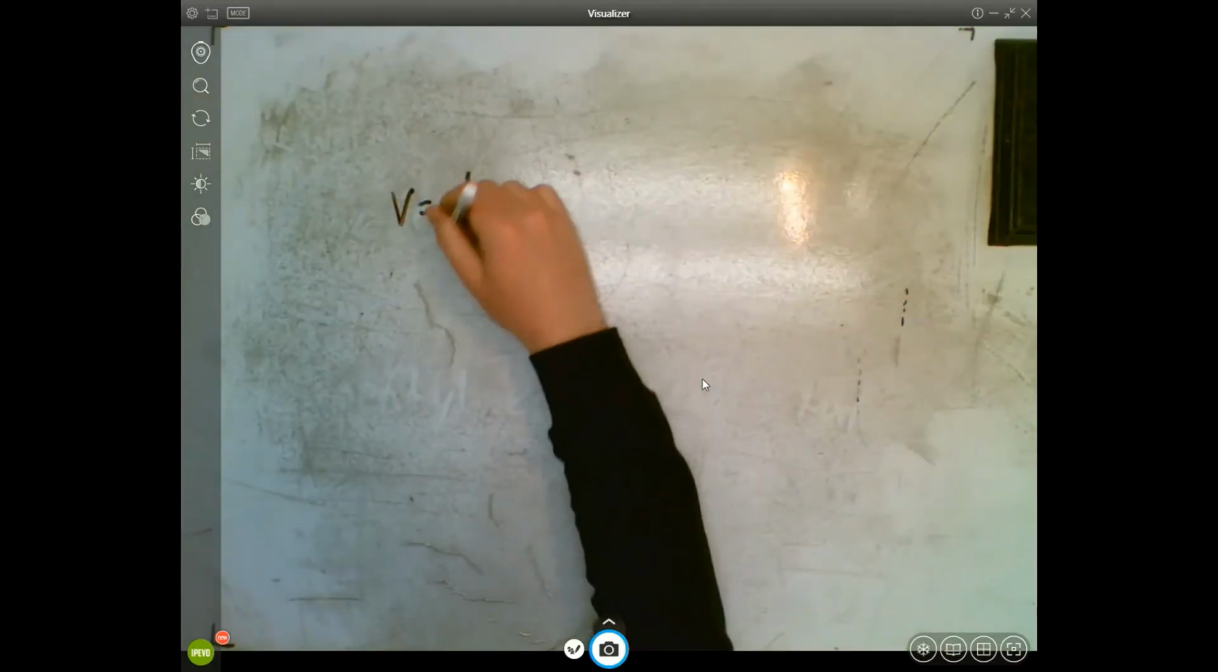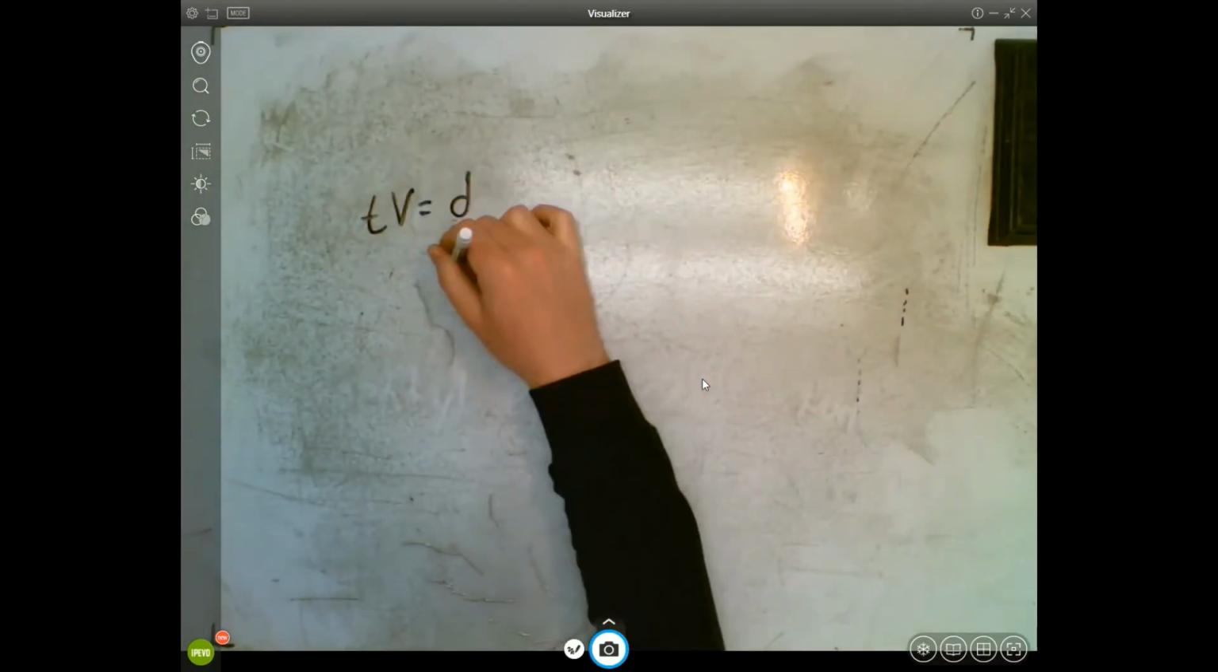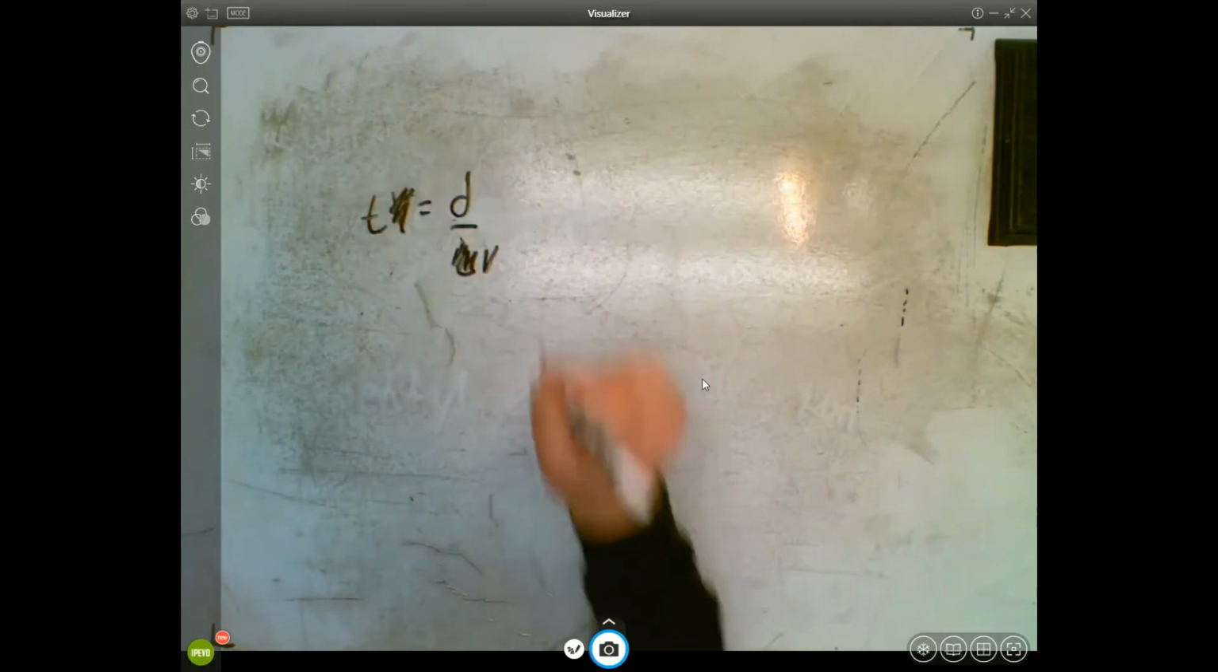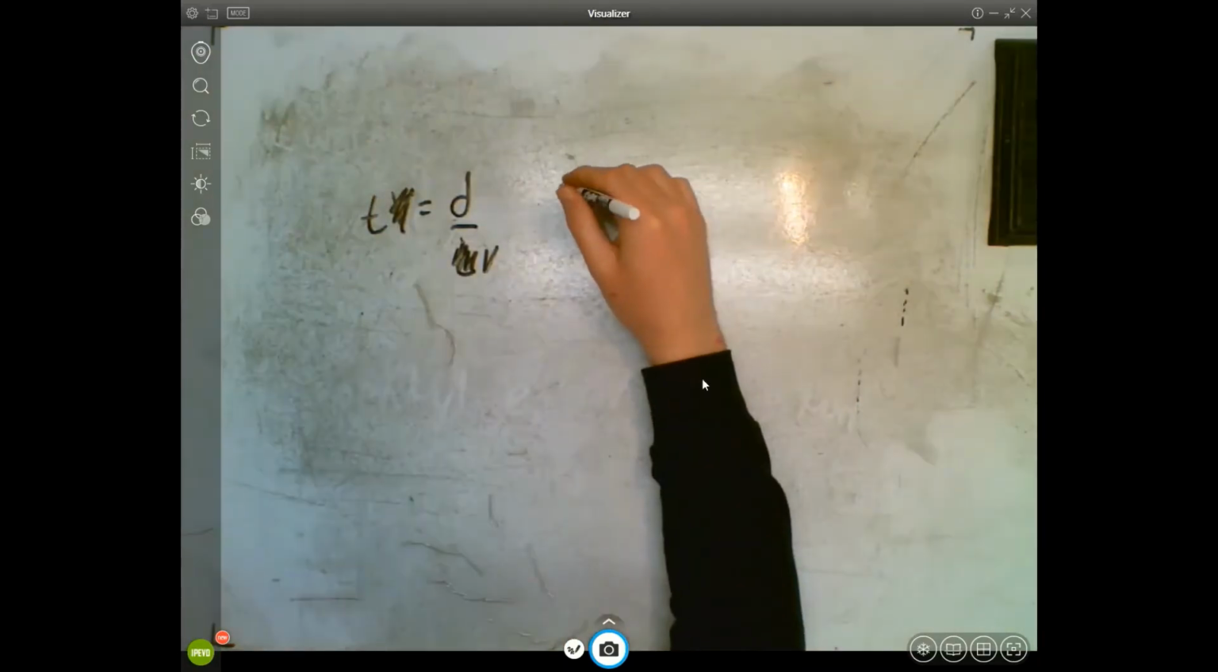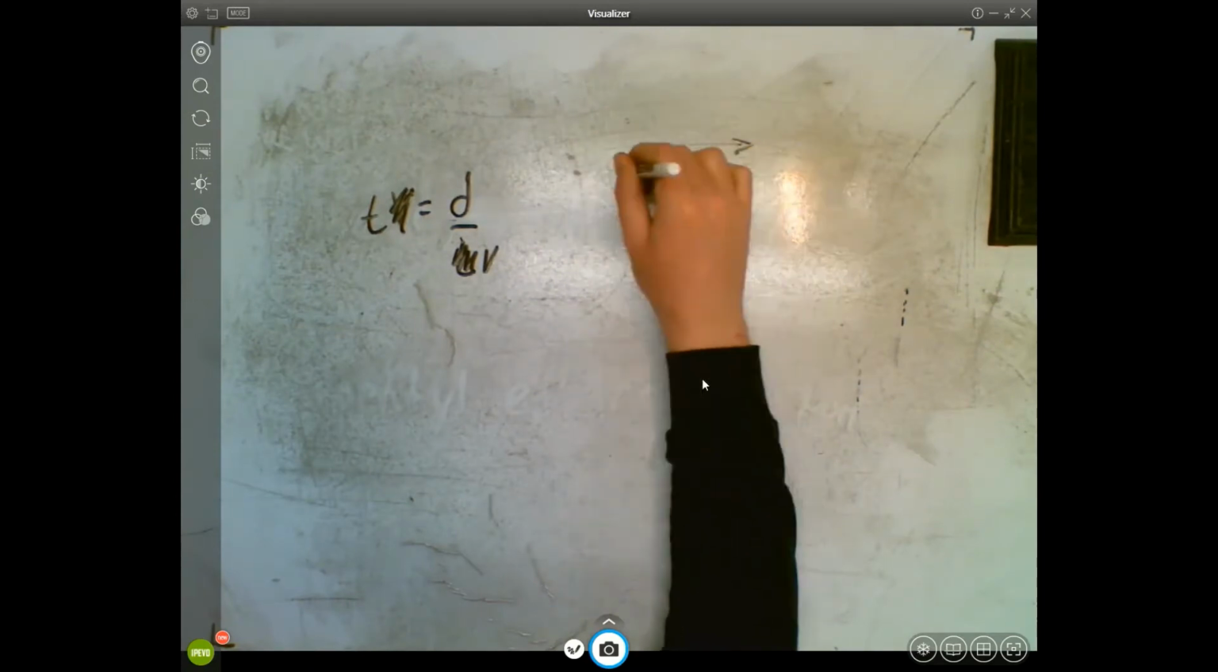Okay. V equals D over T. We want to find time, because time is the key to get us that frequency. So our distance is 60 kilometers, 30 kilometers there, 30 kilometers back.